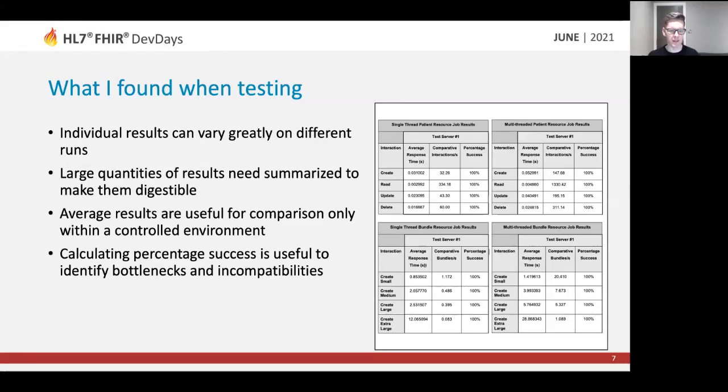Another thing I included in the results was the percentage success. And the reason why I included this was to identify any bottlenecks, because if you're not getting 100% completion, but close to it, then you would notice that some of the interactions may not have completed, and that could have been because the server was being overloaded. Or if you got a 0% success rate, it was a sign that there was some form of incompatibility with that particular server.